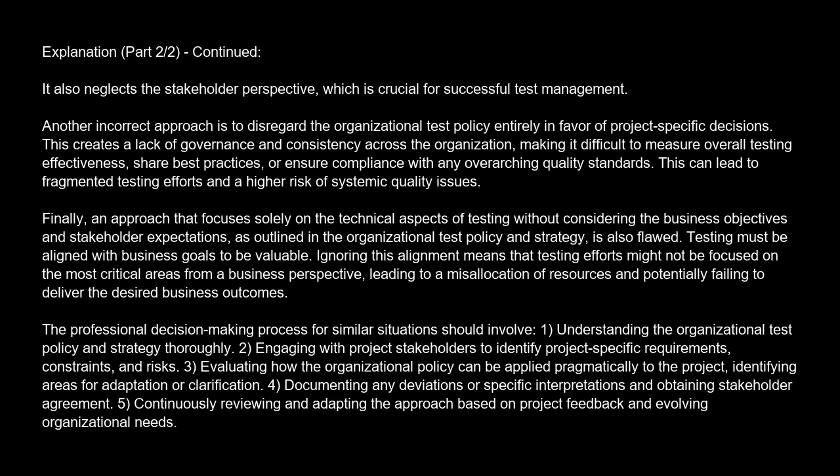The professional decision-making process for similar situations should involve: 1. Understanding the organizational test policy and strategy thoroughly. 2. Engaging with project stakeholders to identify project-specific requirements, constraints, and risks. 3. Evaluating how the organizational policy can be applied pragmatically to the project, identifying areas for adaptation or clarification. 4. Documenting any deviations or specific interpretations and obtaining stakeholder agreement. 5. Continuously reviewing and adapting the approach based on project feedback and evolving organizational needs.